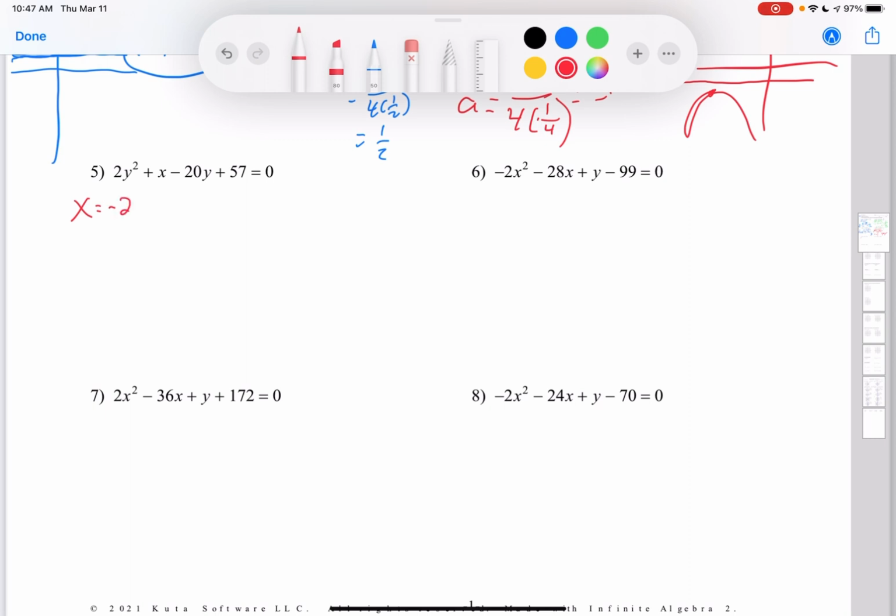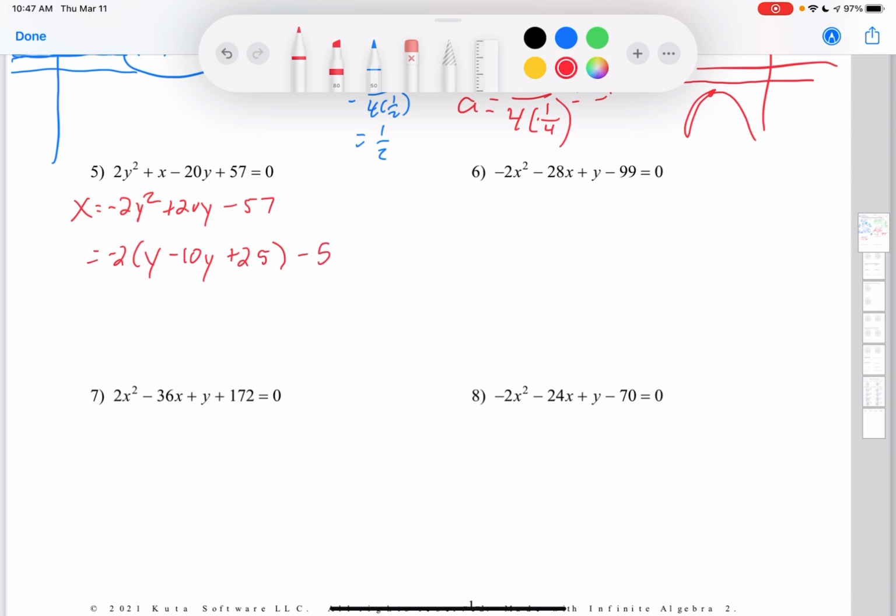That's going to be -2y squared plus 20y minus 57. So we're going to complete the square. I'm going to take out a -2. That's going to leave me with y squared minus 10y. Complete my square. Half of 10 is 5 squared. So I'm going to add 25.